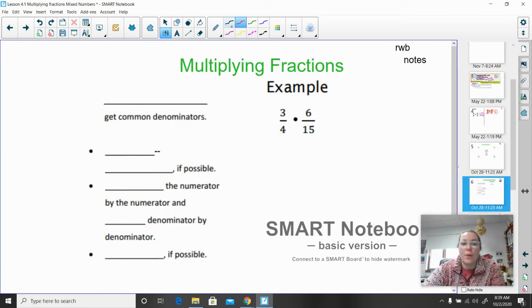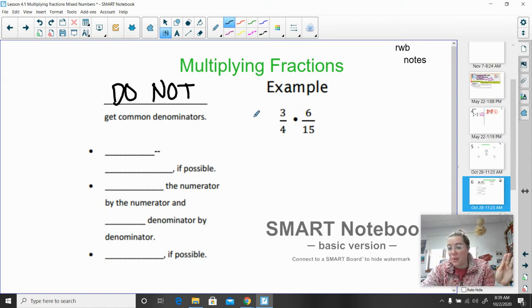So the first thing that we always do is we do not get common denominators. They're fine. If they are fractions, we don't have to do anything with them. Okay, we always cross simplify if possible. This makes our math and getting the lowest factor the easiest. So I'm going to cross simplify.